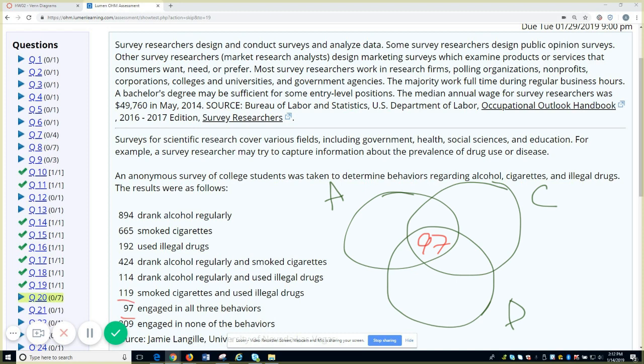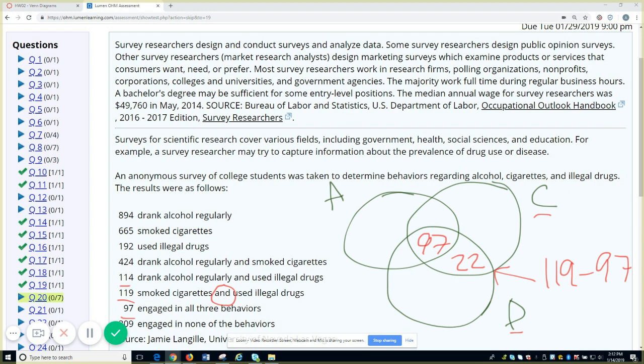So we know that 119 smoked and used drugs. That's obviously because of the keyword and. That's the overlap of the cigarette circle and the drug circle. But the 119 includes those 97 that also drank alcohol. So only 22. And how I got that 22, I took 119 and subtracted out 97. So only 22 just used drugs and smoked cigarettes. And I'm going to keep going from there.